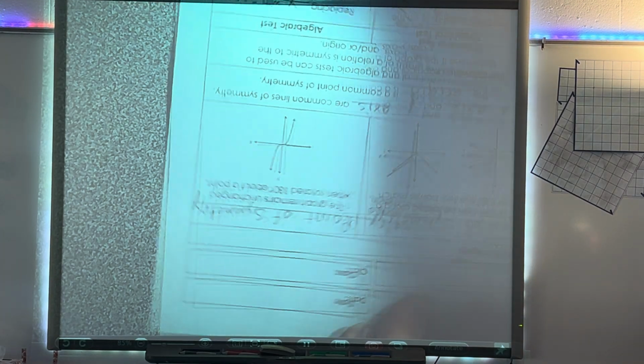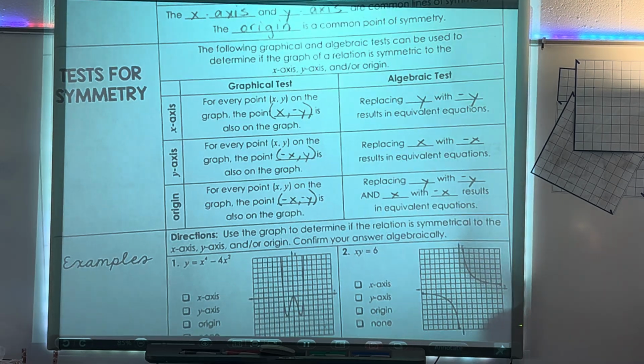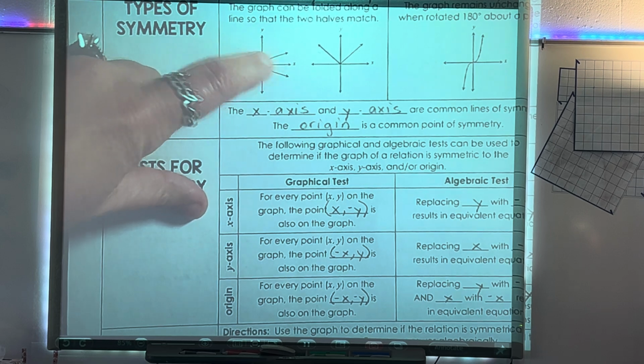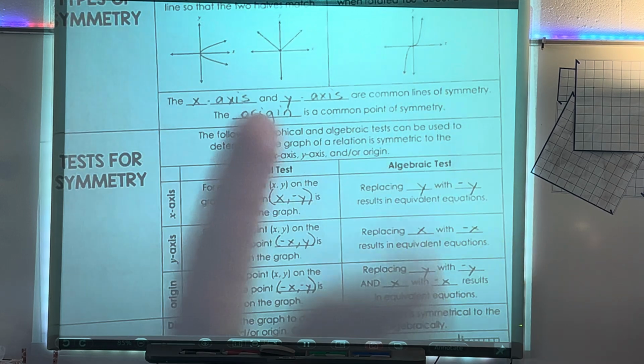Yes, if my origin is my point of symmetry. Okay, so that's just kind of the way to tell. This one is the x-axis, this one is the y-axis, this one is the point. So that's kind of an example of each one.